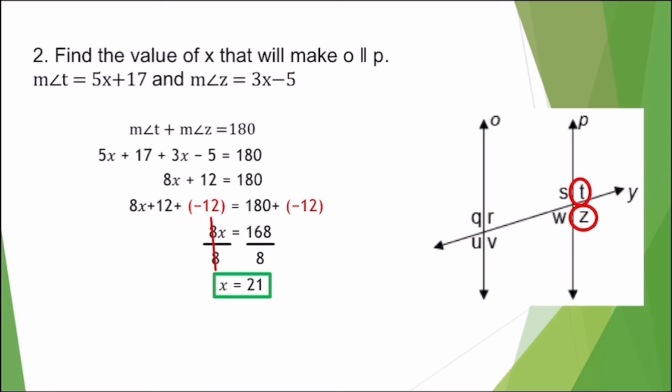So now, to check if our answer is correct, we just substitute the value of x, which is 21, into 5x plus 17 and 3x minus 5 to prove that line O is parallel to line P.